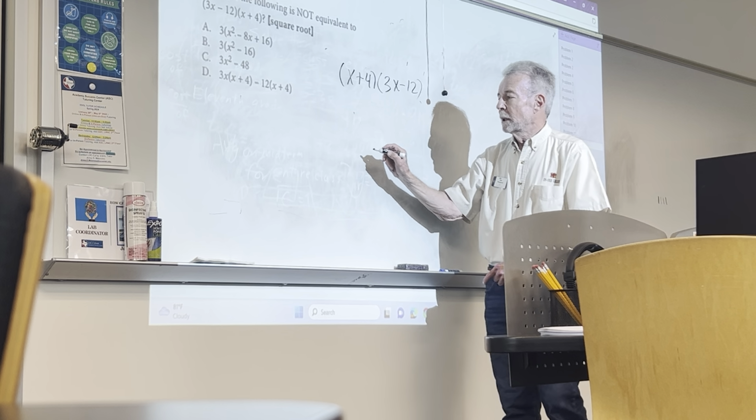So 3x times x, let's see. We talked about that, x times x, we add the exponents, so this would be x squared. 3x times that would be 12x. Minus 12 times that is minus 12x. Minus 12 times 4 is minus 48. Well, these two are plus and minus of the same thing, so those can be canceled, and we have 3x squared minus 48. Well, that's this one. So it's not C, so we're down to A or B.